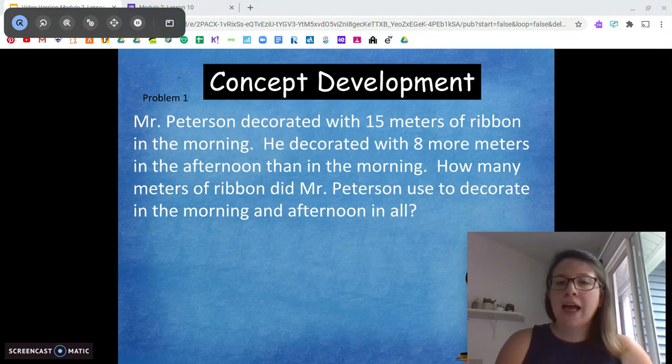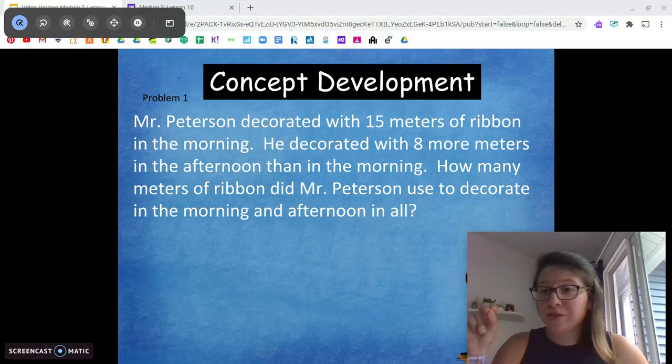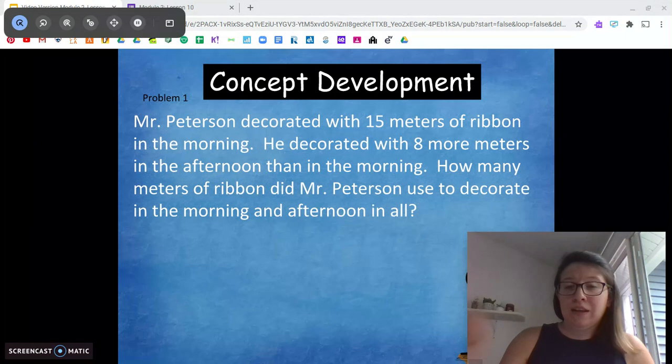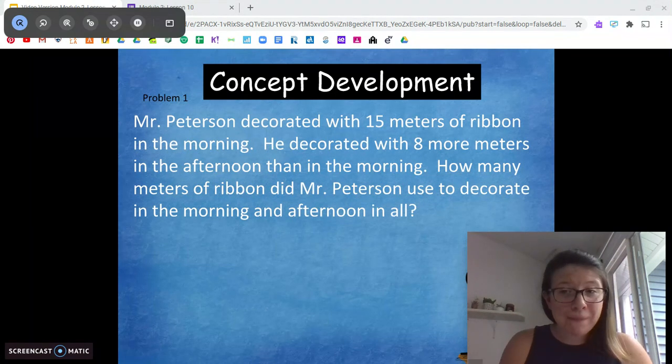Does that sentence tell us exactly how much ribbon he used in the afternoon? It does not. Does it say he decorated with 8 meters of ribbon in the afternoon? No, he decorated with 8 more meters. More meters in the afternoon than in the morning. So our first step is going to be to figure out what. Talk to someone at home about what you think our first step in the problem is. Pause the video and do that now.